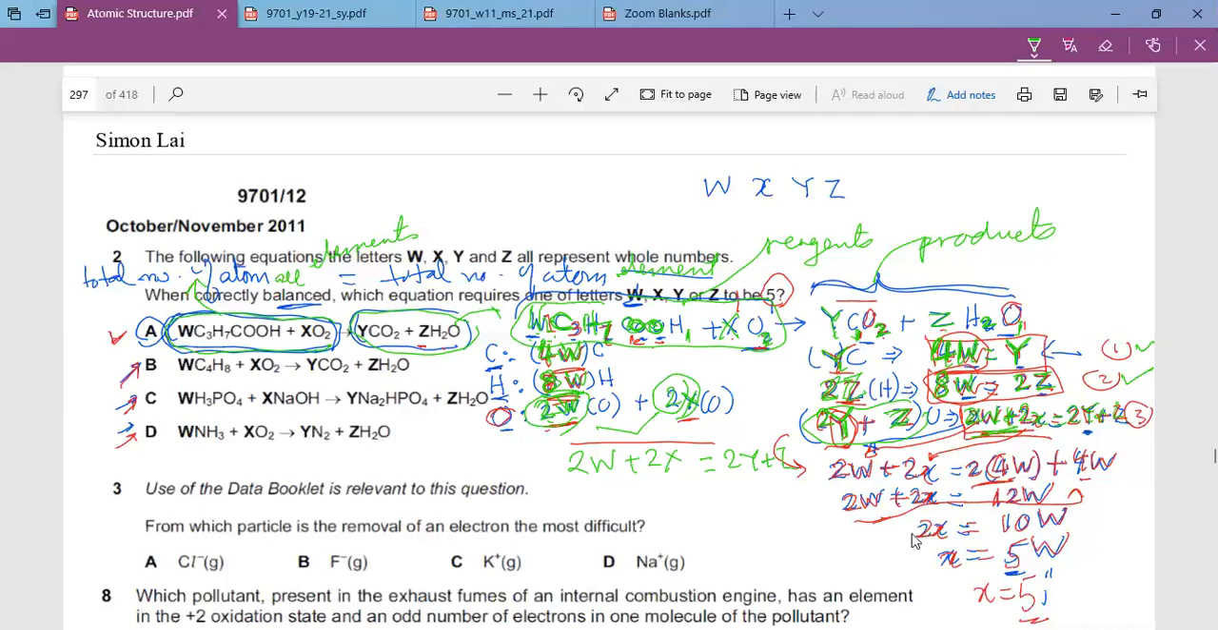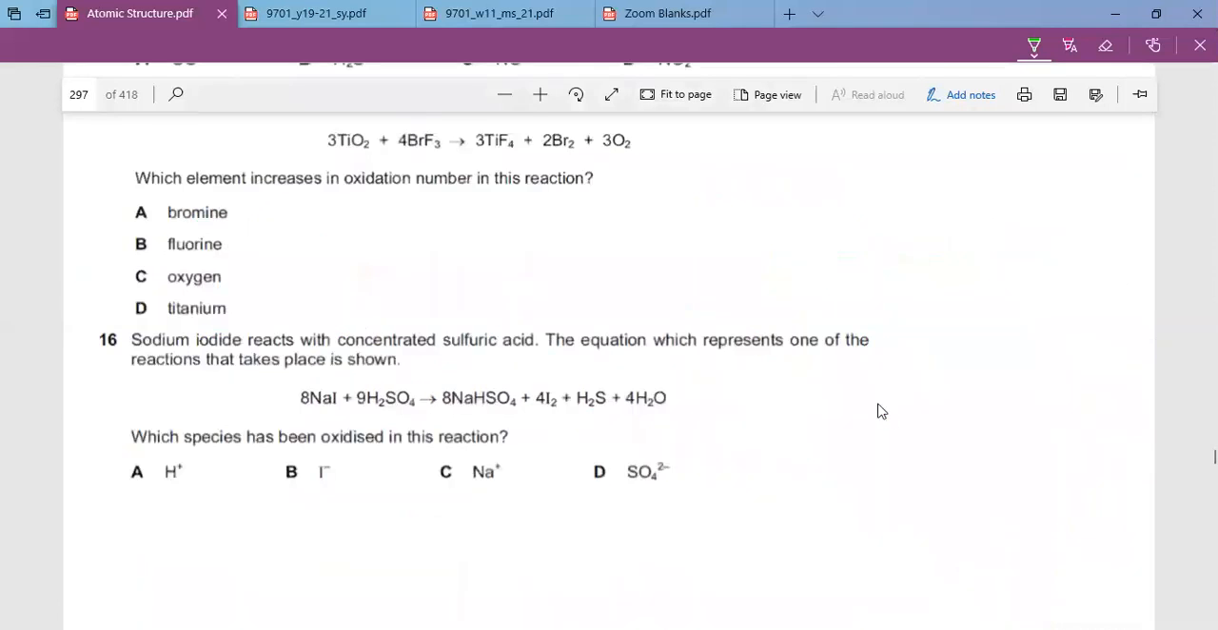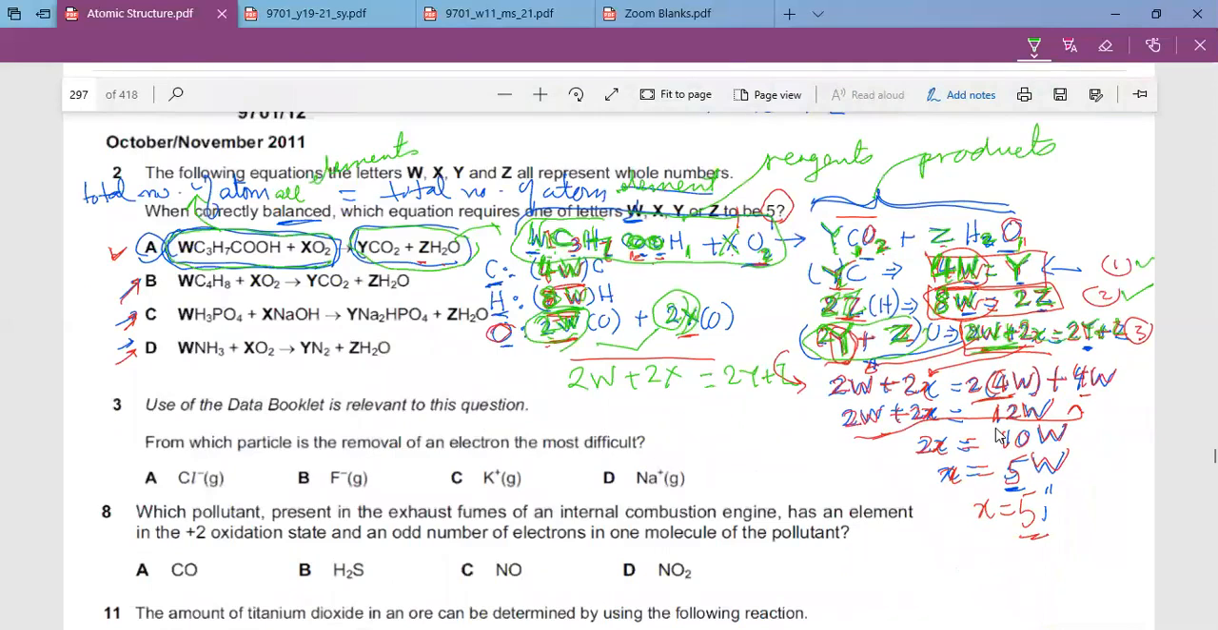So now I want to substitute so that I would be able to solve it. Substitute. Now I'm going to use equation 3 here.